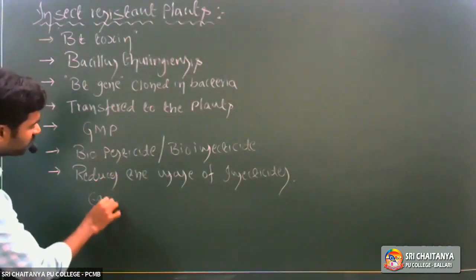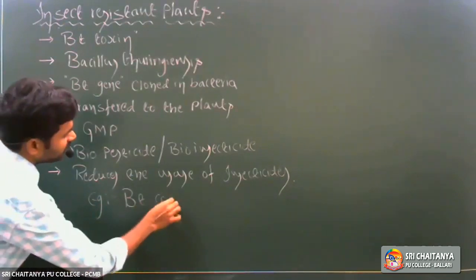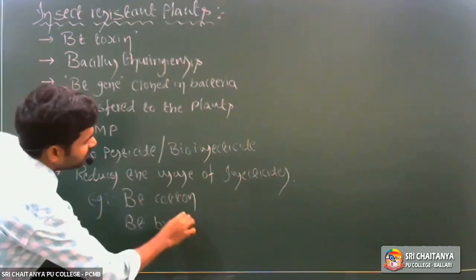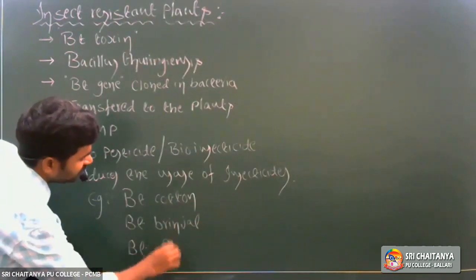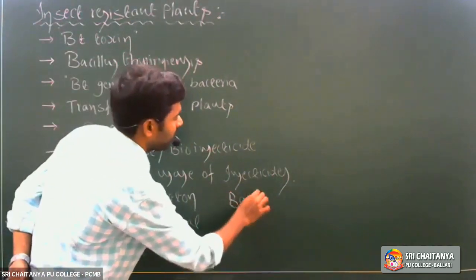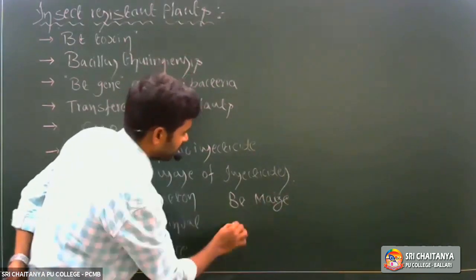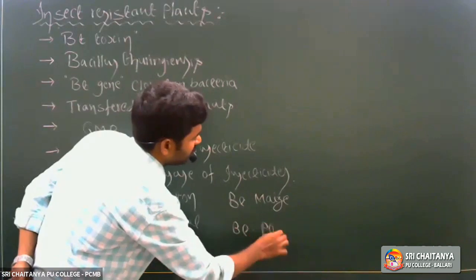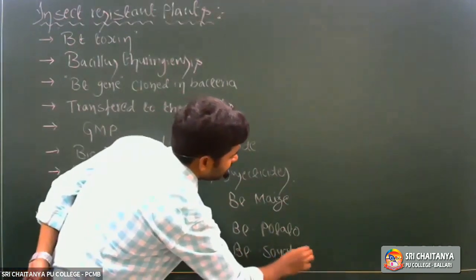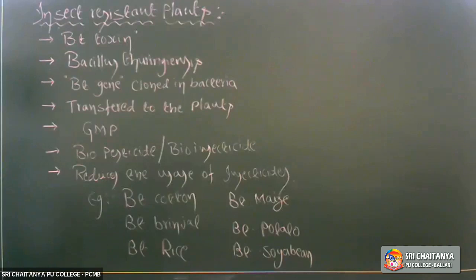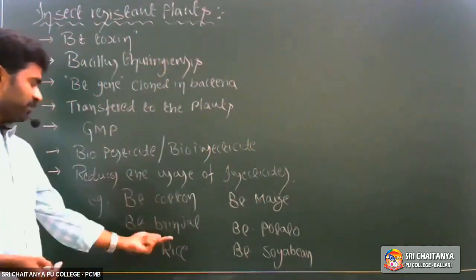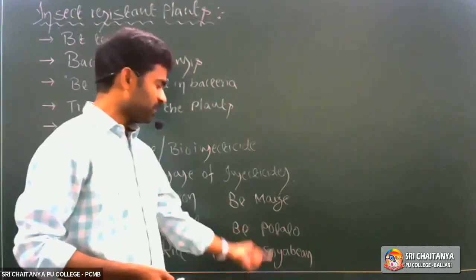For example, BT cotton, BT brinjal, BT rice, BT maize, and BT potato, Bacillus thuringiensis potato, and BT soybean also. Like that, by using genetic engineering or advanced techniques, we can easily create insect resistant plants like BT cotton, BT brinjal, BT rice, BT maize, BT potato, and soybean.